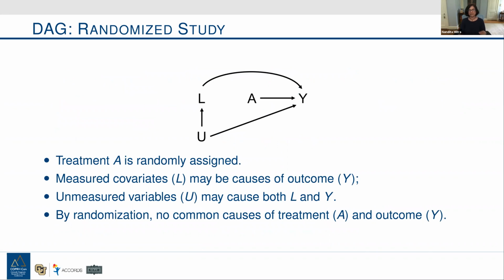So briefly, using DAGs or directed acyclic graphs, we can see that here A is the treatment. In a randomized trial, since A is randomized, it's not associated with any covariates or variables, whether they're measured or not. And so we could directly estimate the effect of A on Y, or in other words, we can estimate the causal effect of A on Y in a randomized study.